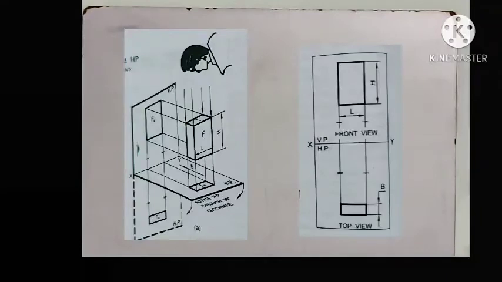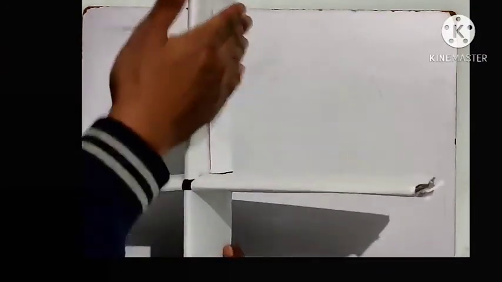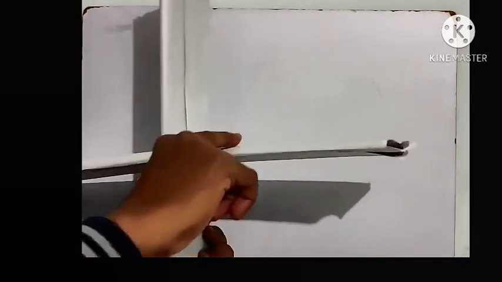Whatever I explained is for the first quadrant. So this is the first quadrant, this is a vertical plane, and this is a horizontal plane. If I rotate like this, you will get the front view here and the top view here, something like this.